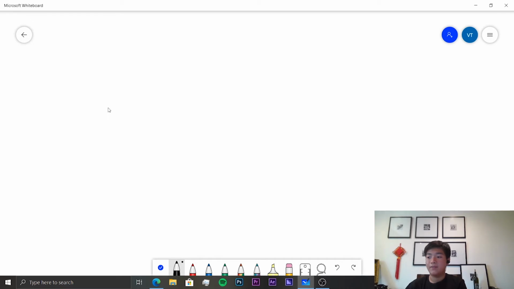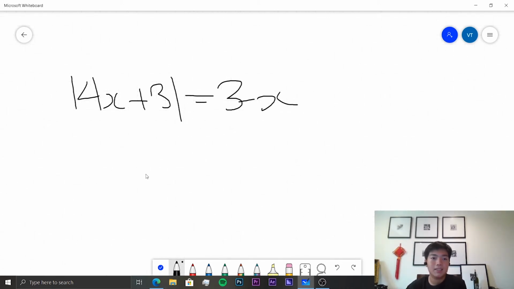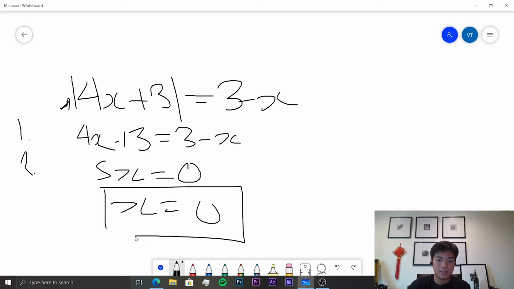So we have the absolute value of 4x plus 3 is equal to 3 minus x. Now it's a more complex question, we need to consider, for 1, the case that this is positive, and 2, the case that this is negative. For the case that this is positive, we have 4x plus 3 is equal to 3 minus x. We have 5x is equal to 0, and x is equal to 0. So x is equal to 0 looks like a solution.